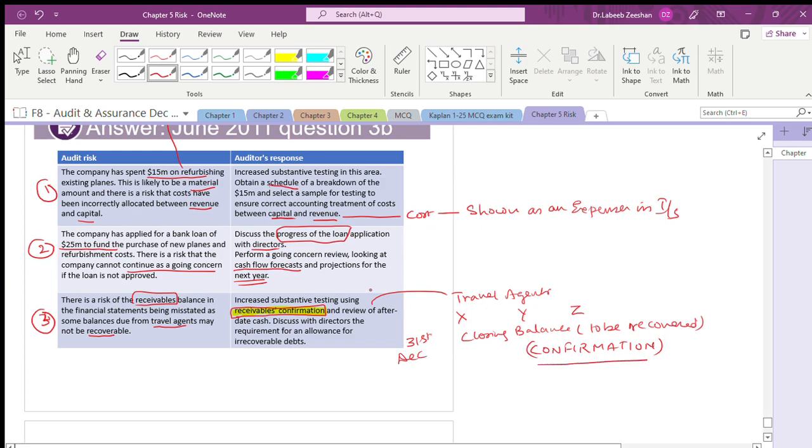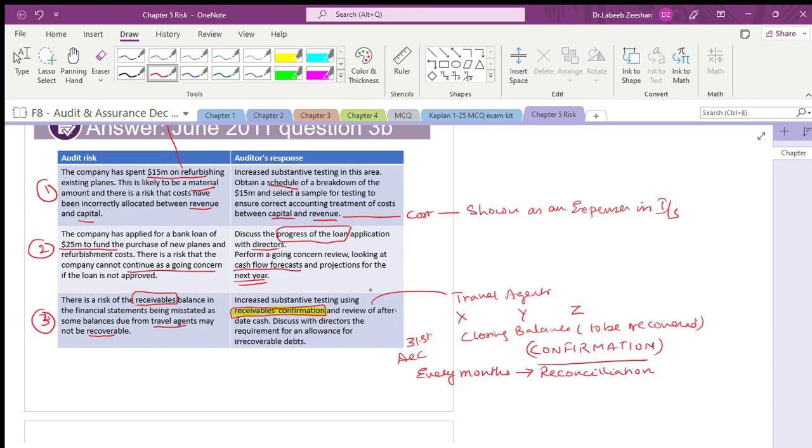Either you are getting it on 31st December or at the end of every month. We have done this control risk. In the control risk, we have learned something about reconciliation. Remember, one of the control risks is we are doing reconciliation. You have to do reconciliation with the travel agents, whether your balances and their balances are matching or not.